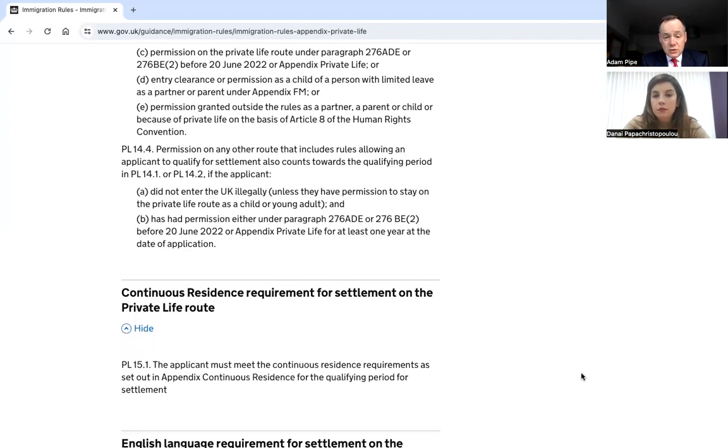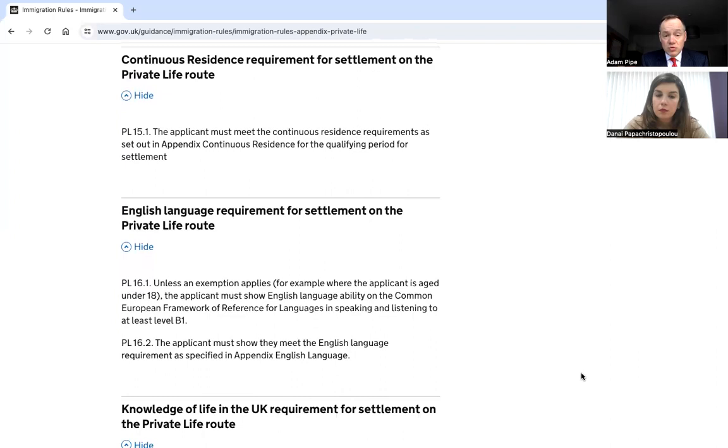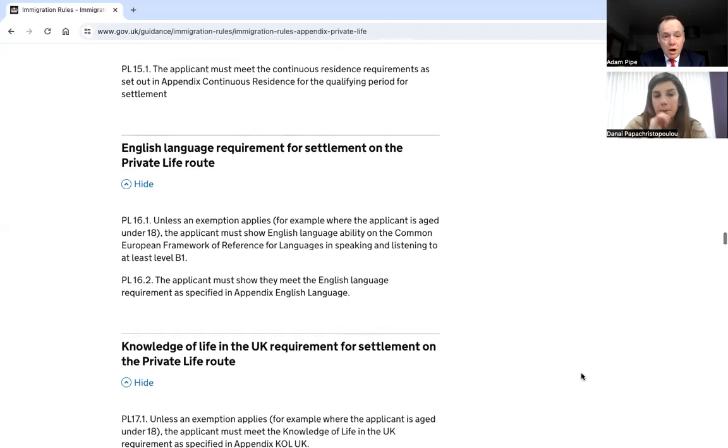15.1 sets out the continuous residence requirements as set out in Appendix Continuous Residence. We're not going to look at that today, and we're not going to look at things like the English language requirement or the knowledge of life in the UK requirement for settlement on the private life route. But do be aware of that, because some people remember the old concession for early ILR for young adults, which you didn't need the English language requirement or the knowledge of life in the UK. So just be aware of that.